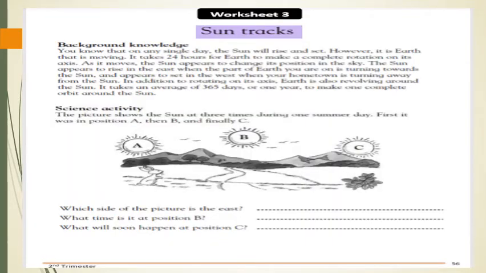So now let's do some classwork, just one page of classwork, and it's a very easy one. The worksheet name is Sun Tracks. And now, background knowledge first.